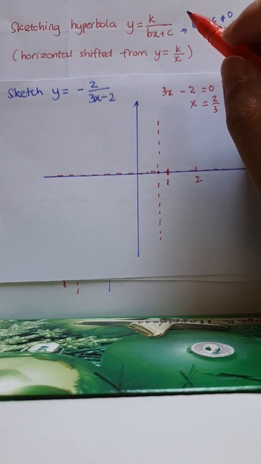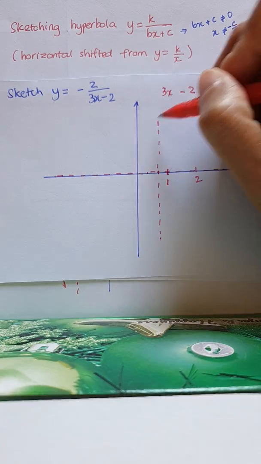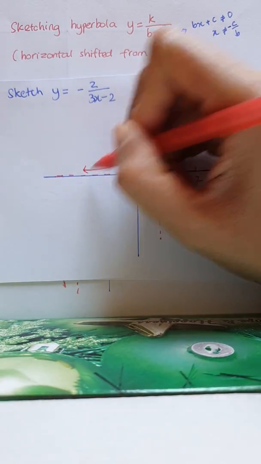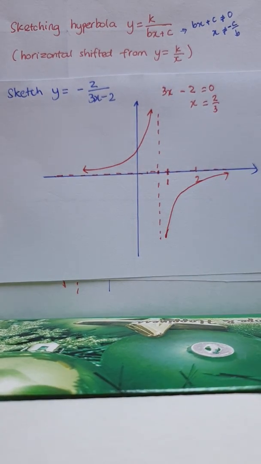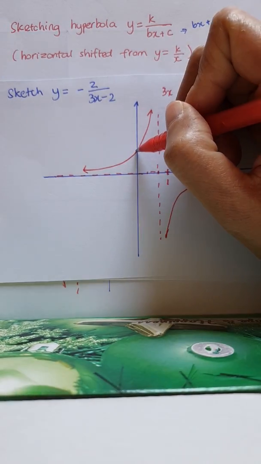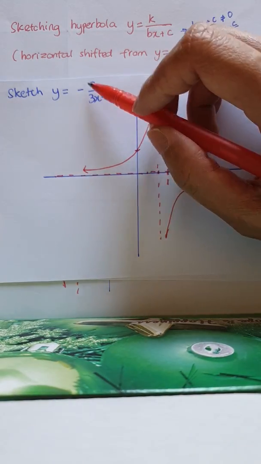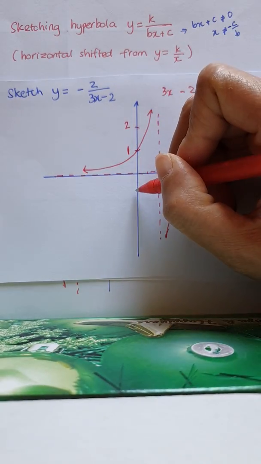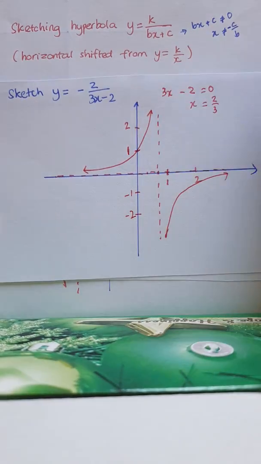Now k is negative, so the hyperbola will be on this quadrant and this quadrant. Again, let's try to find our y-intercept. If x is 0, that would be 1. That's nice. And we have our scale for the y-axis as well. And we're done.